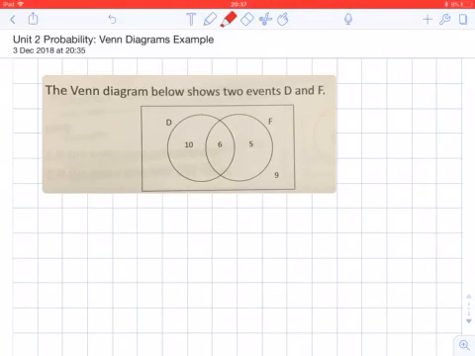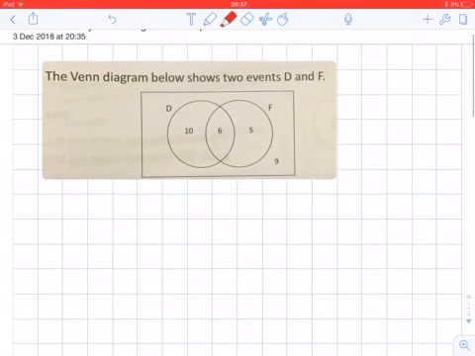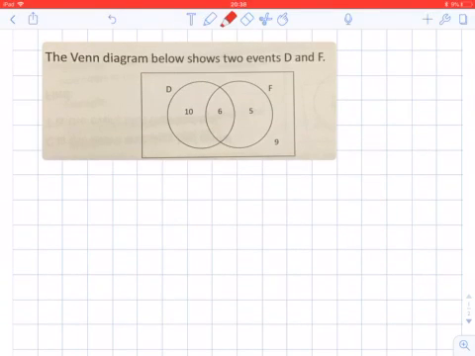So in this question here, I'm just going to go through a typical Venn diagram style question. Just to make it slightly different, instead of calling our events A and B, we're going to call the events D and F. And you can see that we filled the elements of D and F in within those two Venn diagrams. What we're going to work out is some probabilities.